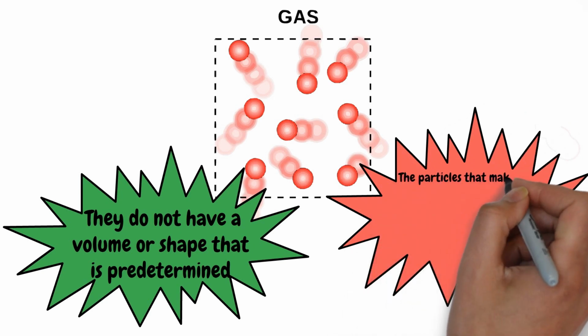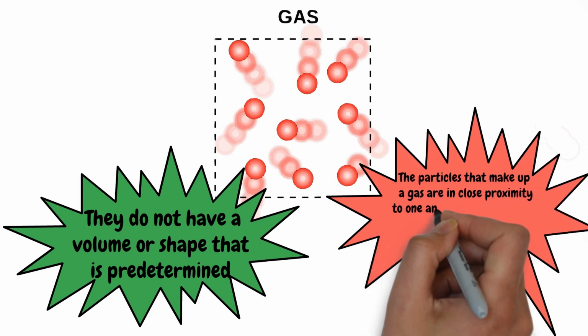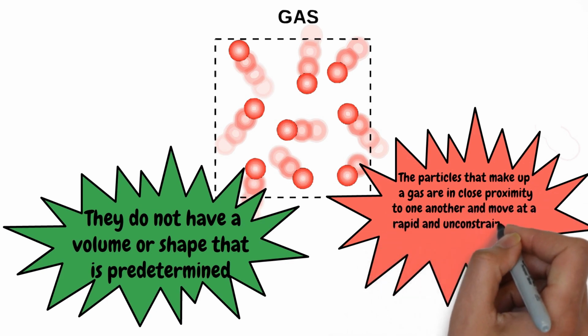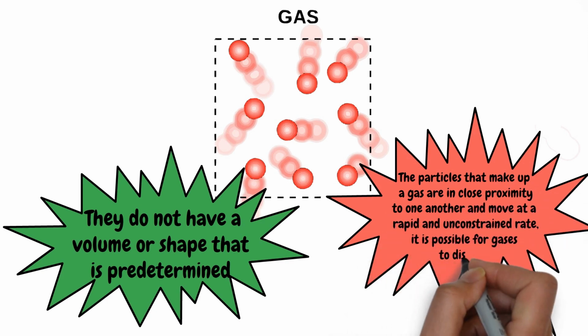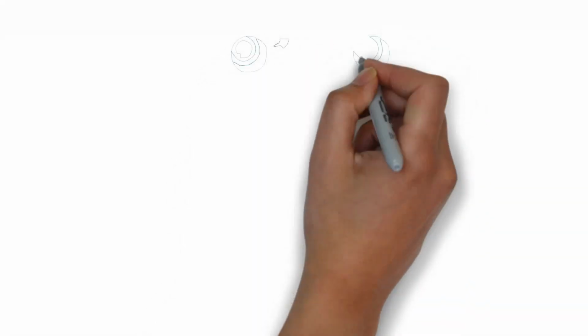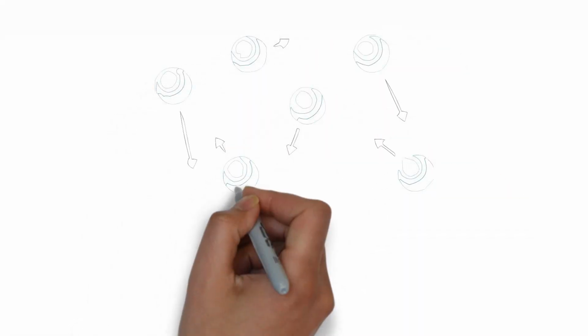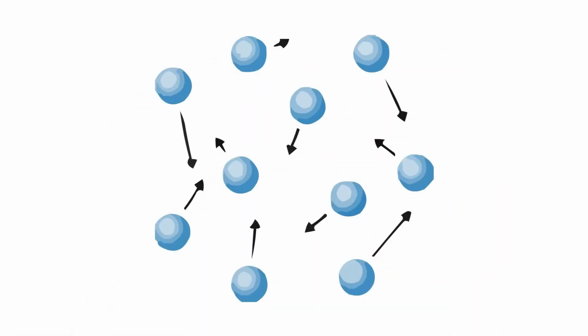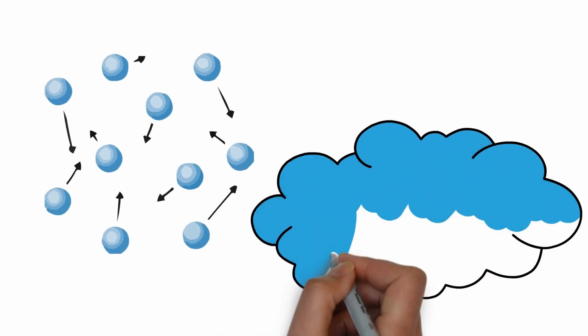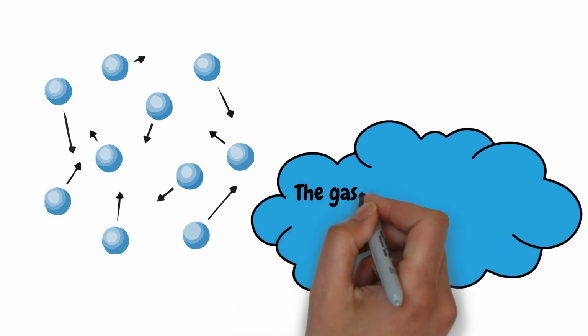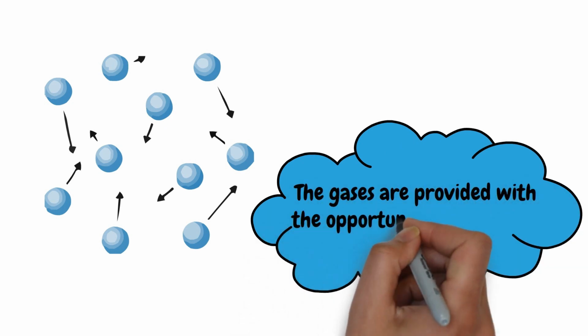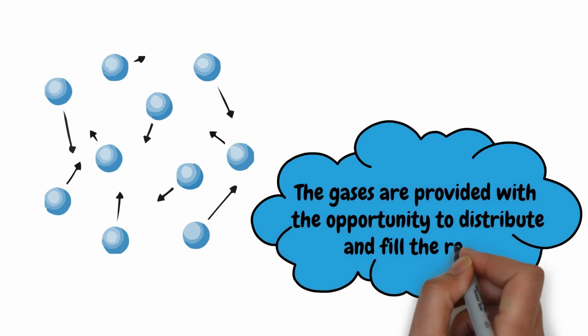Because the particles that make up a gas are in close proximity to one another and move at a rapid and unconstrained rate, it is possible for gases to disperse and fill a room. This is because of the relationship between the particles. As a consequence, gases are provided with the opportunity to distribute and fill the room.